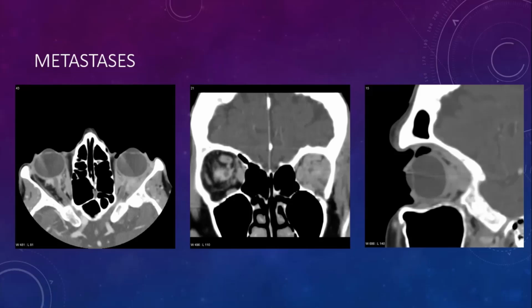This was a case of metastasis, and metastasis once again breaches all the compartments. This is a case of breast metastasis, and the lesions are noted here within the intraconal area on the left as well as on the right, with homogeneous enhancement in the contrast study.